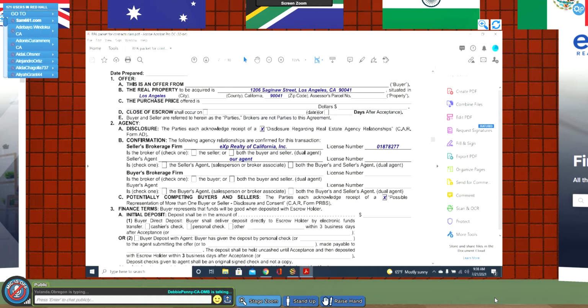Okay, so on item 2A is your AD, your agency disclosure, which was the first thing in your RPA packet. That is always the first thing that the client is going to sign. Without fail, they do not sign anything else until they have signed that agency disclosure form.